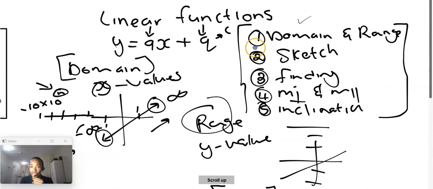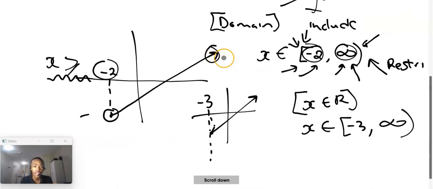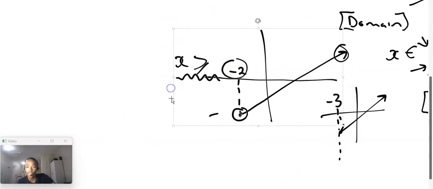So now let us understand how to sketch these functions, right? Let's understand how to sketch these functions. Okay, let me just remove this.